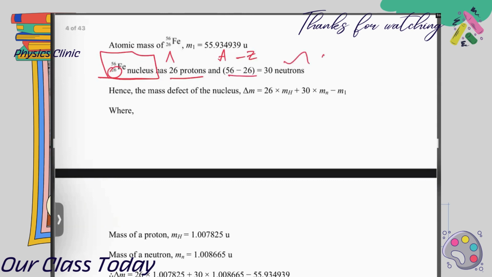So what is the mass defect of the nucleus? This will be the number of protons into the mass of a proton, that means the atomic mass unit of one proton, plus the number of neutrons into the atomic mass unit of one neutron, minus the given atomic mass unit. So you are going to multiply this. Don't worry about this value. It will be given on the front page of your question paper. So don't worry about these units.